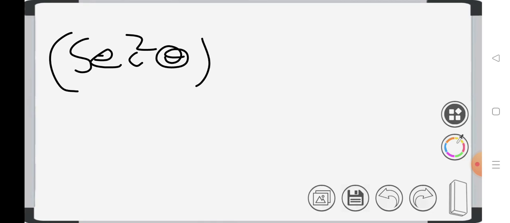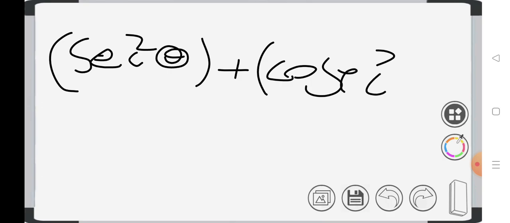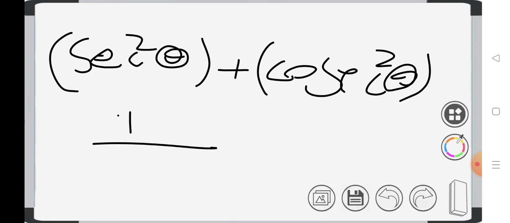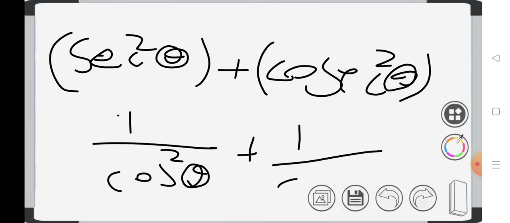Now here this side secant square theta plus cosecant square theta. Now here secant square theta, I am writing this one as 1 by cos square theta, plus this one I am writing 1 by sin square theta.